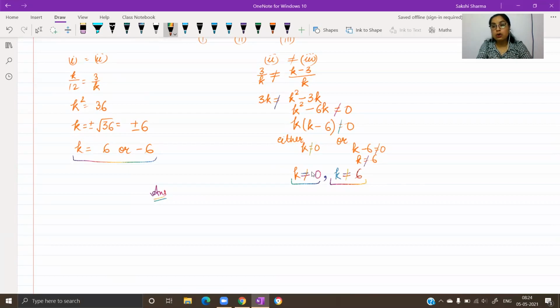ये दोनों आंसर्स एक दूसरे को अफेक्ट कर रहे हैं. Possible values of k are 6 and minus 6, but we also have obtained that k cannot be equal to 6. So when you combine these, इनको जब आप combine करोगे, ये value reject हो जाएगी. Because of k not equals to 6, the value obtained from the equation will be rejected. And you want to give your answer after considering both possibilities.